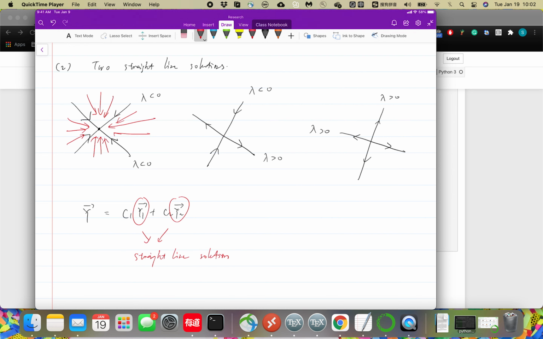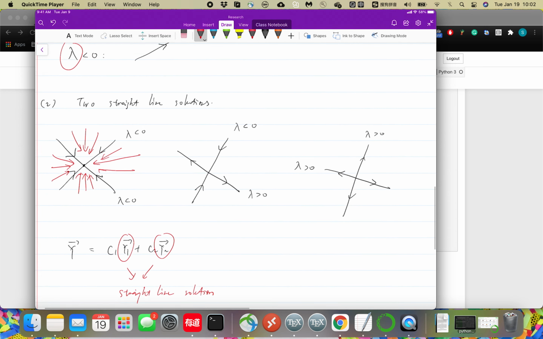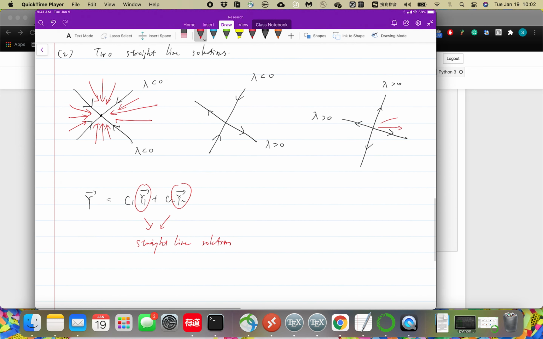In other words, if the two straight line solutions actually point towards 0, 0, then any possible linear combination of these two will also point towards 0, 0. Similarly, we can do the same thing. If one direction is leaving, the other direction is also leaving, then if you put them together, any possible linear combination is also leaving. And finally, this is going into 0, 0, but this is going away from 0, 0. You will have some combination like this. Okay, so just knowing what's going to happen for these two straight lines, you will be able to know what's going to happen for any kind of solutions.